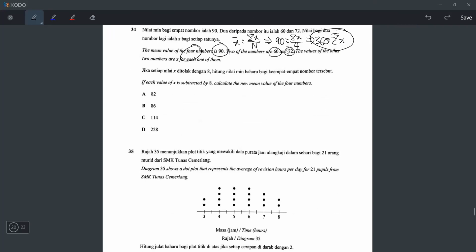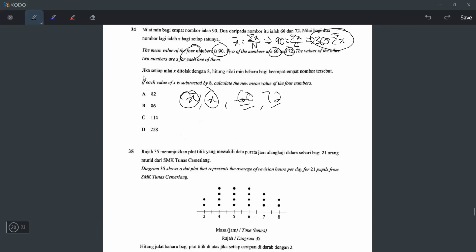2 of the numbers are 60 and 72. So there's 4 numbers, 1, 2, 3, 4. But 1 of the numbers is 60 and 1 of the numbers is 72. The other two I don't know. But I know the total is 360. And then they say the value of the other 2 numbers is x for each. Oh, okay. So the other 2 numbers, although I don't know them, are each x. It means these two values are the same value. It means if this is 5, this is also 5. If this is 1,000, this is also 1,000. It's the same. So it means I can find it because I know the total is 360, right? I just do 360 minus this, and then divide by 2, then I get this already.